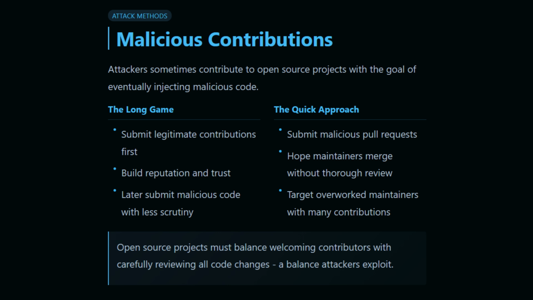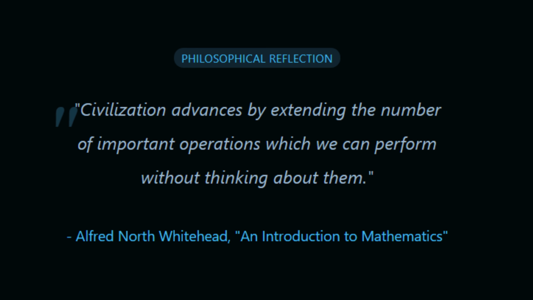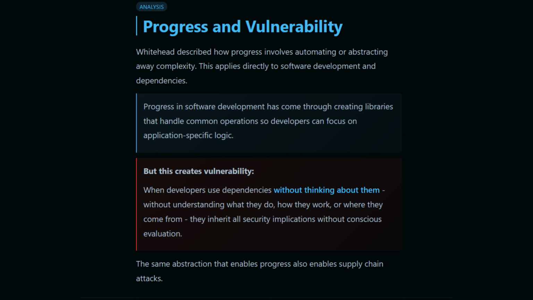There's a relevant insight from the philosopher and mathematician Alfred North Whitehead. In his book, An Introduction to Mathematics, he wrote, "Civilization advances by extending the number of important operations which we can perform without thinking about them." Whitehead was describing how progress often involves automating or abstracting away complexity so people can focus on higher level problems. This principle applies directly to software development and dependencies. Progress in software development has come partly through creating libraries and frameworks that handle common operations, so developers can focus on application-specific logic rather than re-implementing basic functionality.